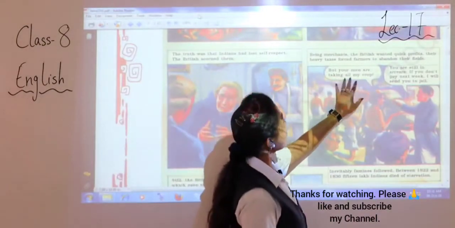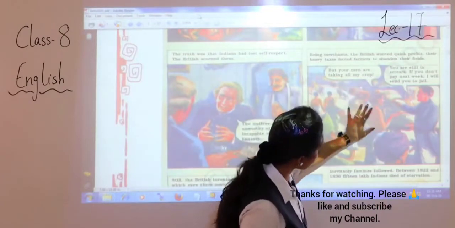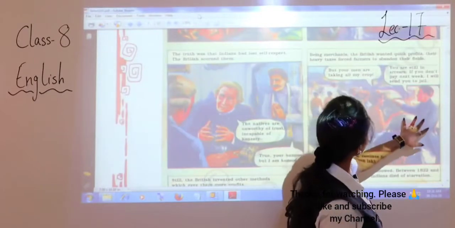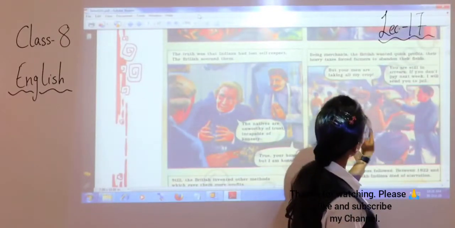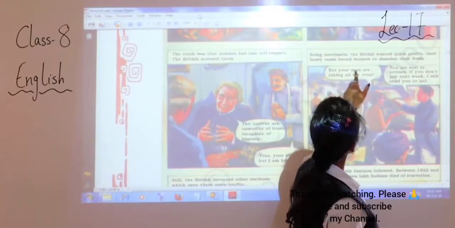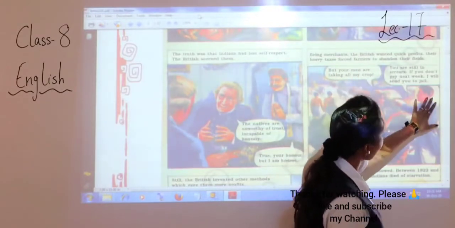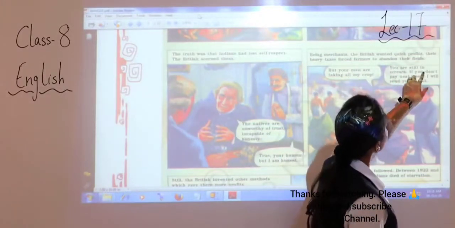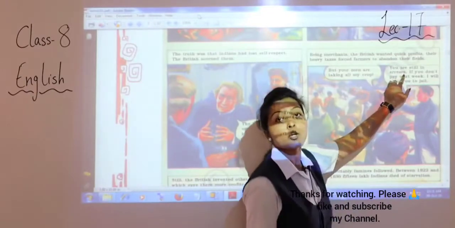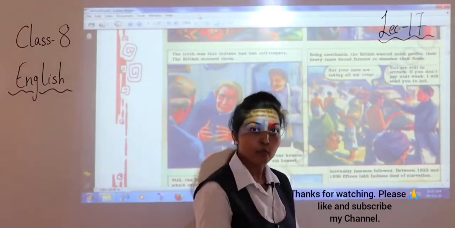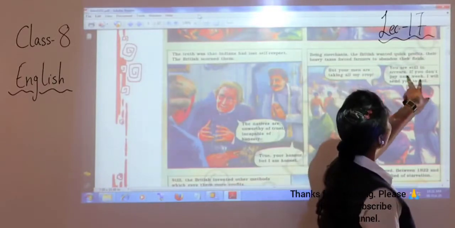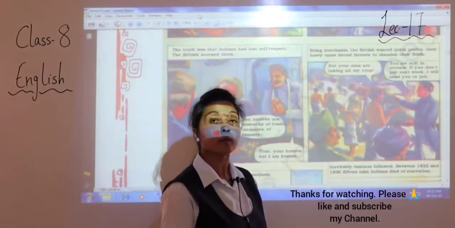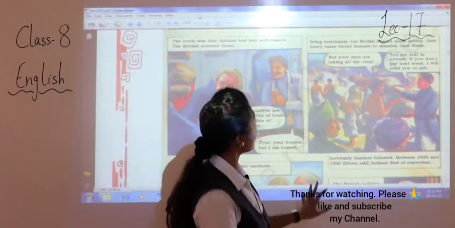Yes, but your men are taking all my crops. In this picture we can see a farmer talking with the Britisher. The farmer is saying that your men are taking all my crop. The Britisher replies, you are still in arrears, meaning you still owe tax. You have to pay that tax. If you don't pay next week, I will send you to jail. If you are not paying the tax, then I am sending you to jail.